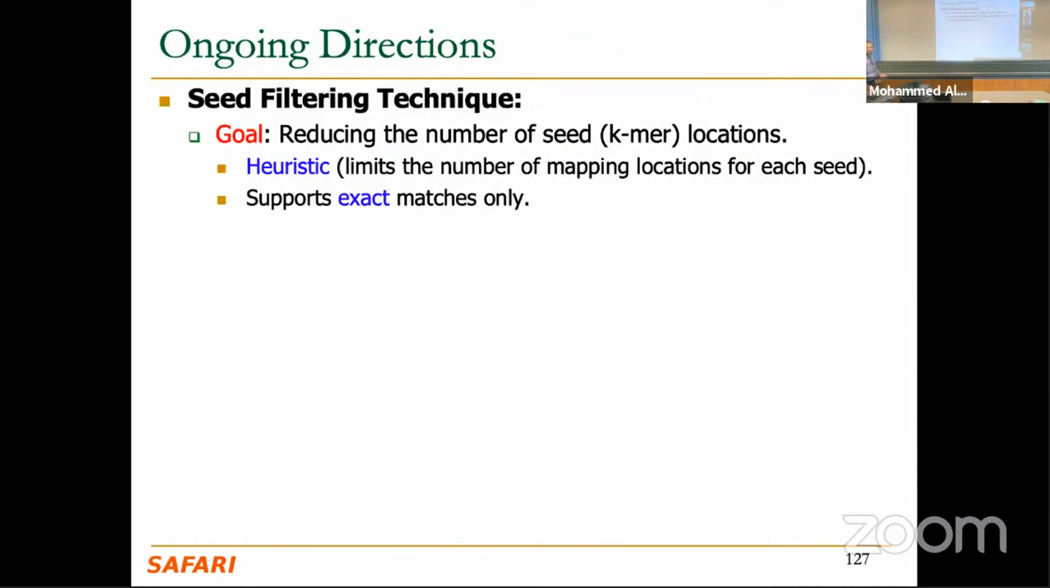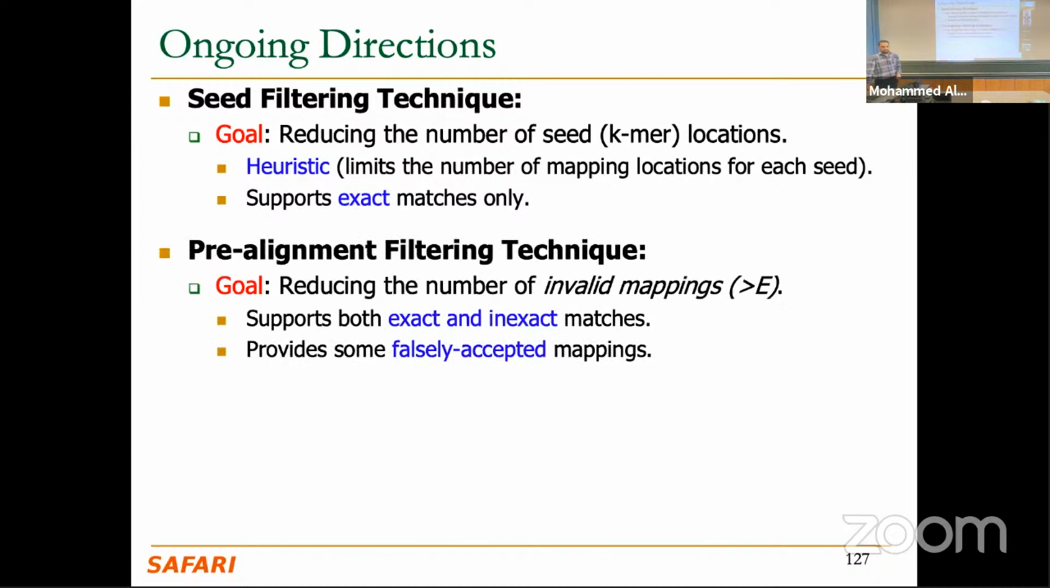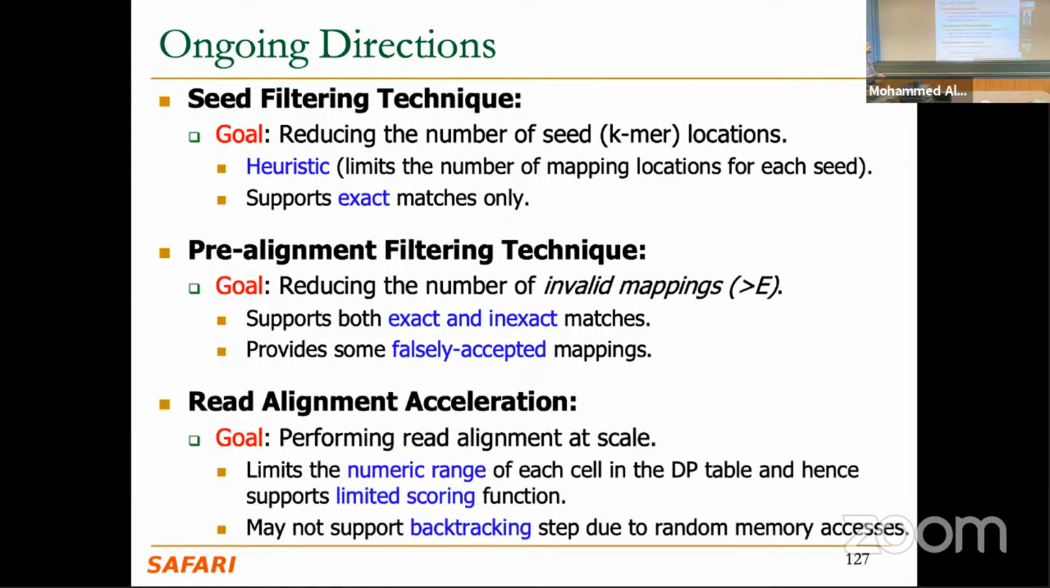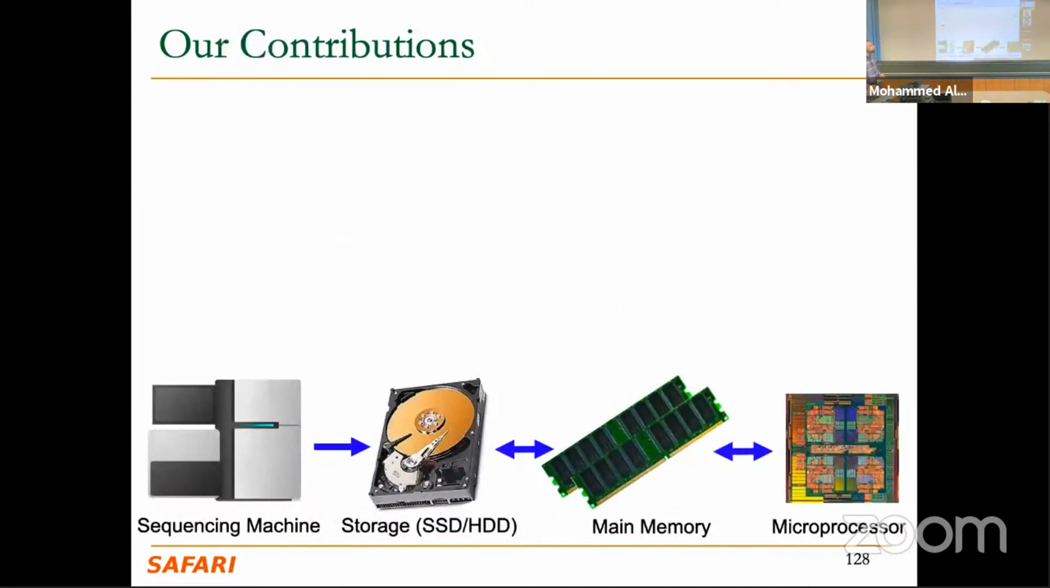Okay, so now we are going to list 3 main directions. First one, seed filtering, which is related to improving indexing. The next direction, what we call pre-alignment filtering. As you can infer from the name, it's a pre-step, a step coming before the alignment step. And also the third one, which is read alignment itself or sequence alignment.